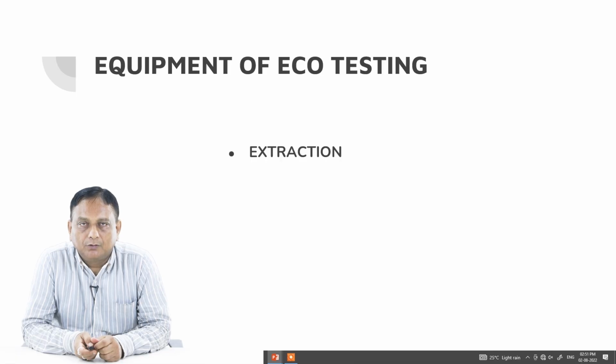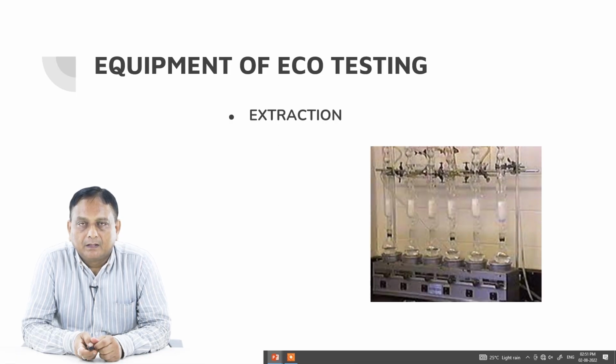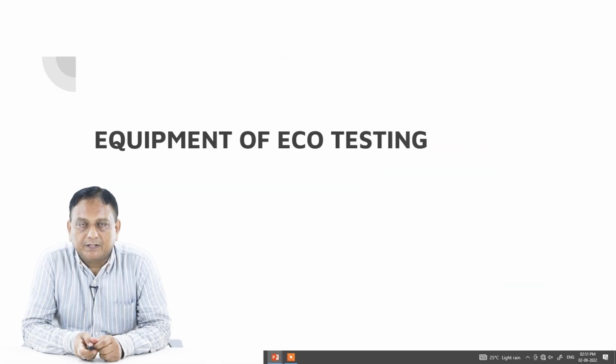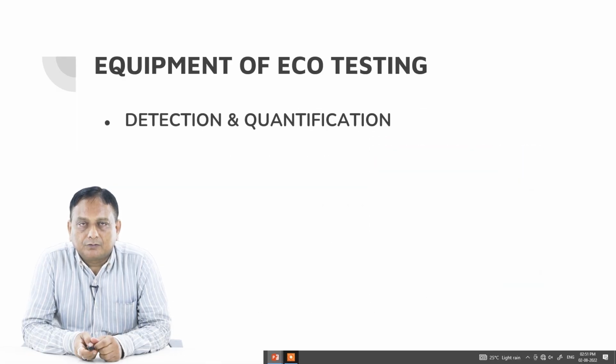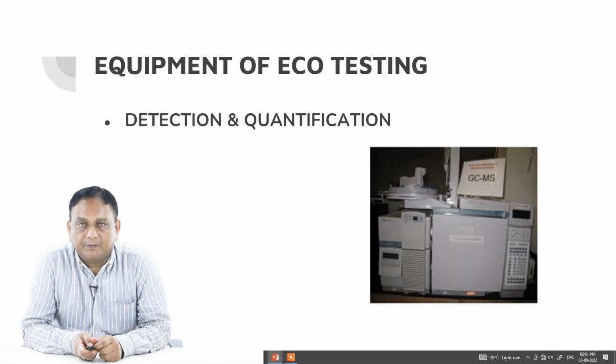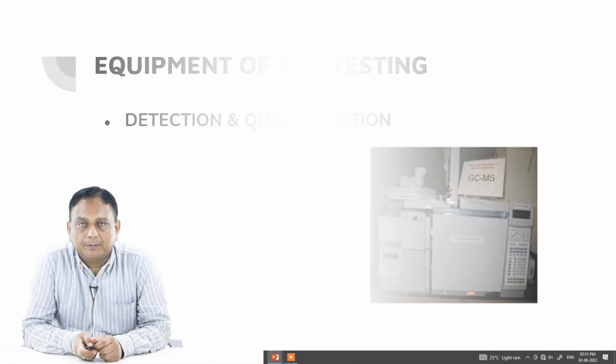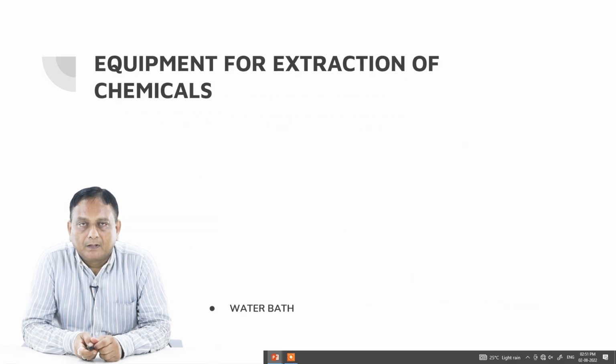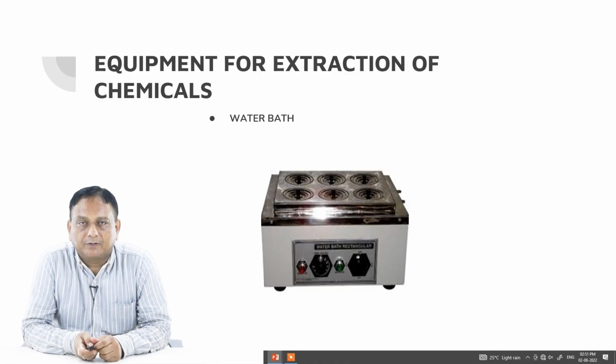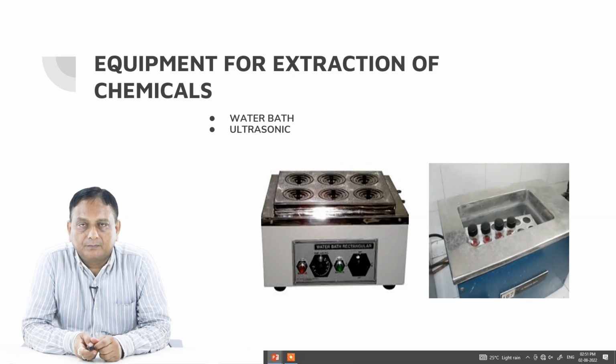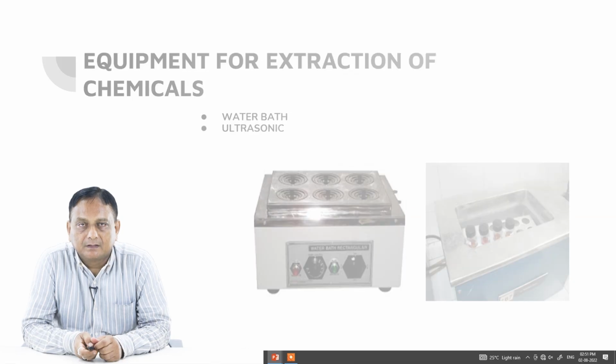Now, equipment for eco testing: it talks about the extraction. Extraction is normally done with an oscillation apparatus. Also, the detection and quantification is very important. This can be done with either GCMS or LCMS, etc. For extraction of chemicals, a water bath will be required, a very simple water bath. And then ultrasonic waves should be passed into this for drying and other purposes.